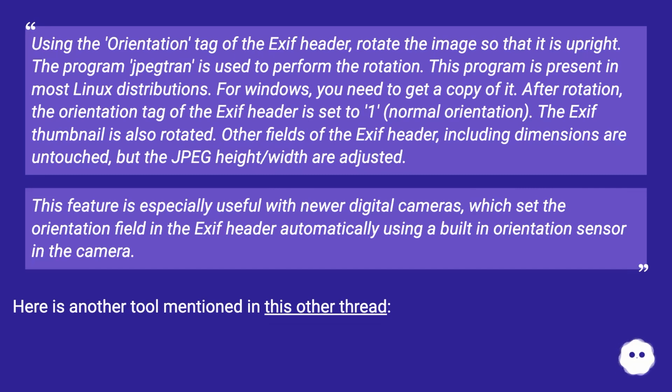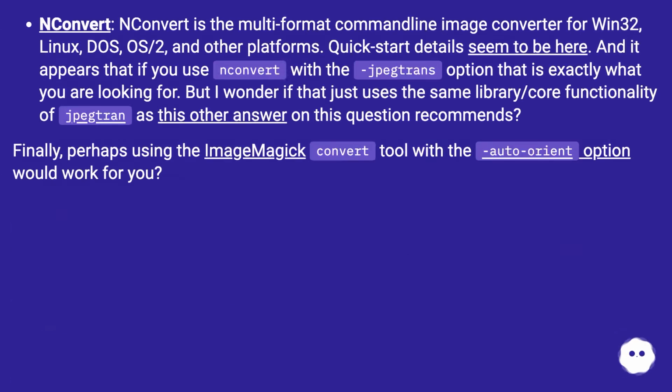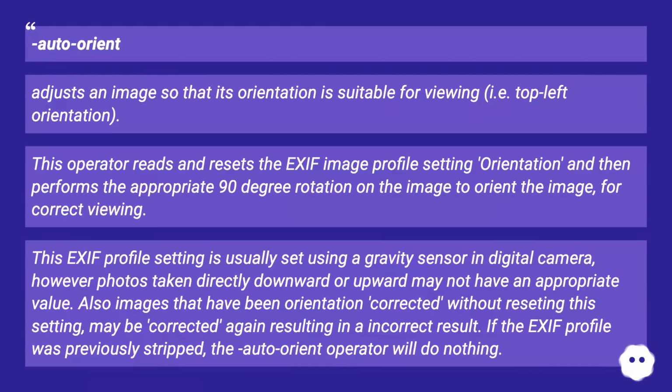Here is another tool mentioned in this other thread. Convert. Convert is the multi-format command line image converter for Win32, Linux, DOS, OS/2, and other platforms. Quick start details seem to be here. And it appears that if you use Convert with the JPEG option, that is exactly what you are looking for. But I wonder if that just uses the same library/core functionality of jpegtran as this other answer on this question recommends. Finally, perhaps using the ImageMagick Convert tool with the -auto-orient option would work for you.